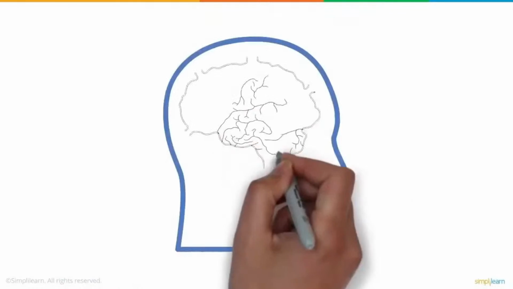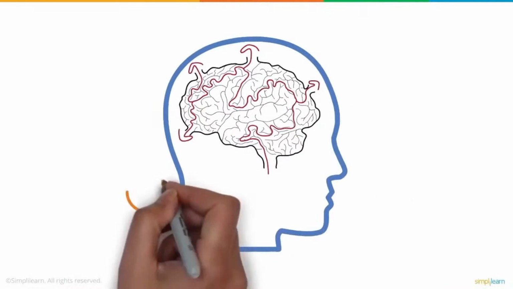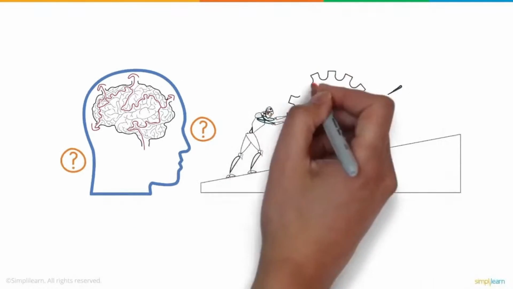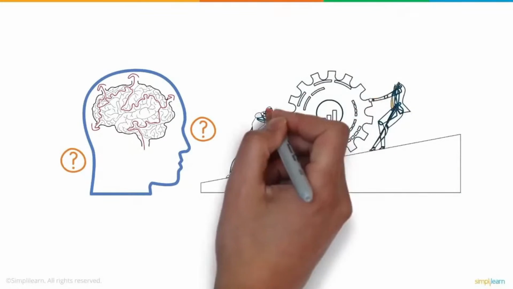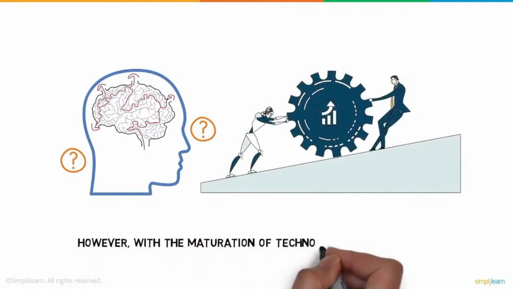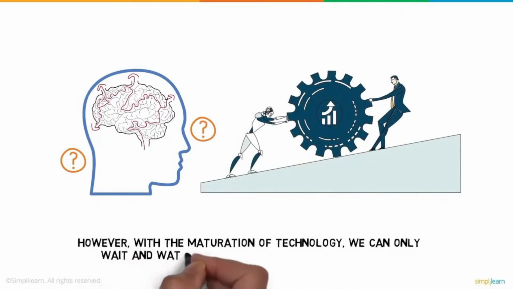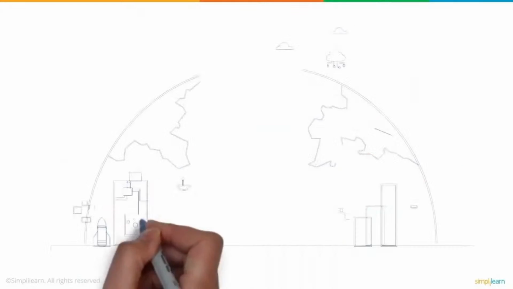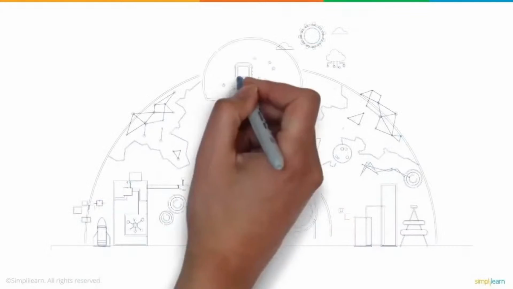Since the human brain is still a mystery, it's no surprise that AI too has a lot of unventured domains. For now, AI is built to work with humans and make our tasks easier. However, with the maturation of technology, we can only wait and watch what the future of AI holds for us. Well, that is artificial intelligence for you in short.